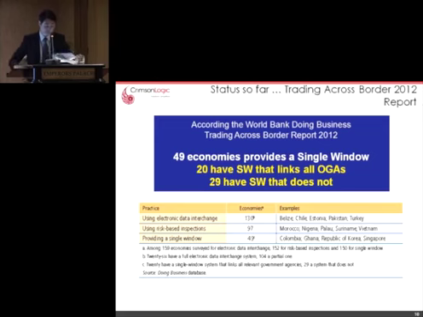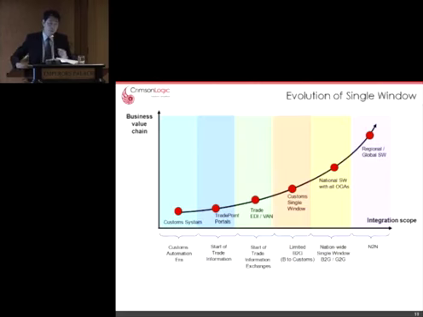So let's take a look at, if we redraw the diagram that we had just now, into a two-dimension graph with the integration scope on the x-axis and the business value chain on the y-axis, you'll see that to move from a customs system, basically a national single window with all OGAs will be here. And then there are various stages that you can move from here to here and beyond.